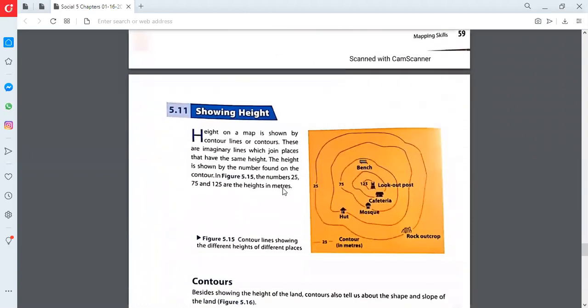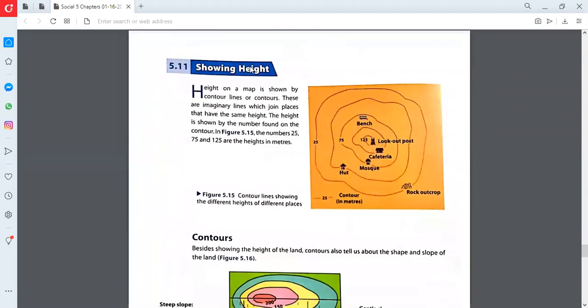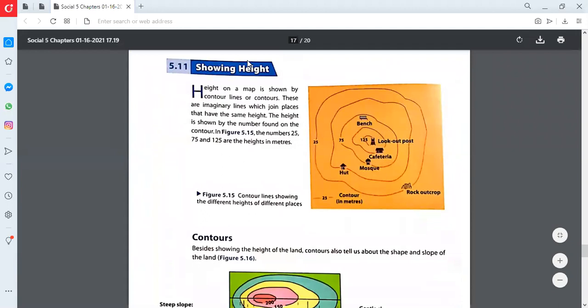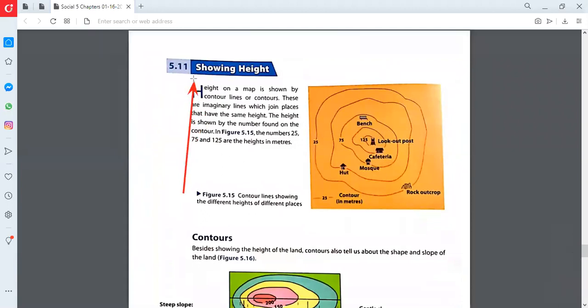On page number 60, the topic is showing height. Height on a map is shown by contour lines or contours. Contour lines, in short form, are called contours.